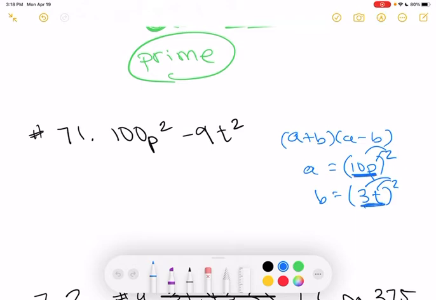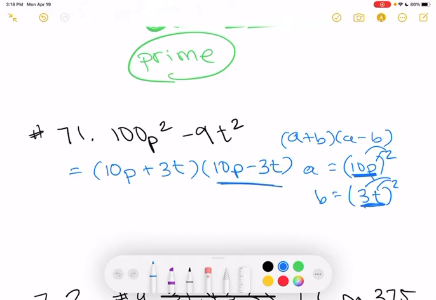So now I just put it into my formula, and I have 10p plus 3t times 10p minus 3t. All right, I think that looks good. Sometimes students will ask me, is it okay if they were to write this part first and this part second? And that's totally fine. It doesn't make a difference. It's like trying to say, do I say that 10 is 2 times 5 or 5 times 2? Both of them work because they're just factors. So the order doesn't matter.